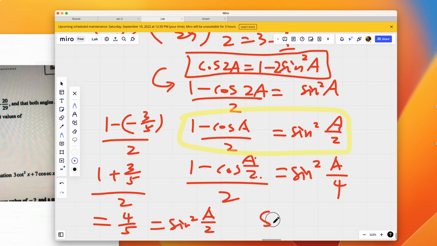So I want sine a over 2 only. So plus minus square root 4 over 5. Oh, so cosine a, where did you get it from? Like cosine a over 2. No, I know that I need to pick this one.